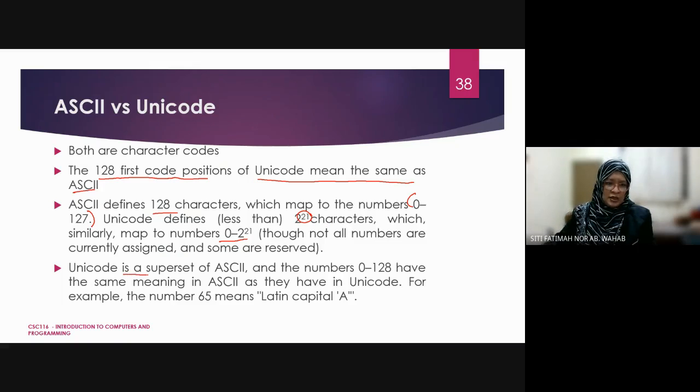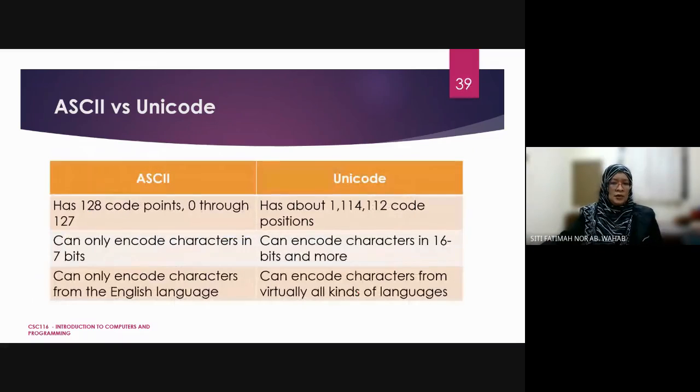I already said this one. It is a superset of ASCII. So the numbers from 0 until 127 have the same meaning in ASCII as they have in Unicode. For example, 65 means Latin capital A. Okay. So, when you are asked to differentiate something, it is better to make your point using a table.